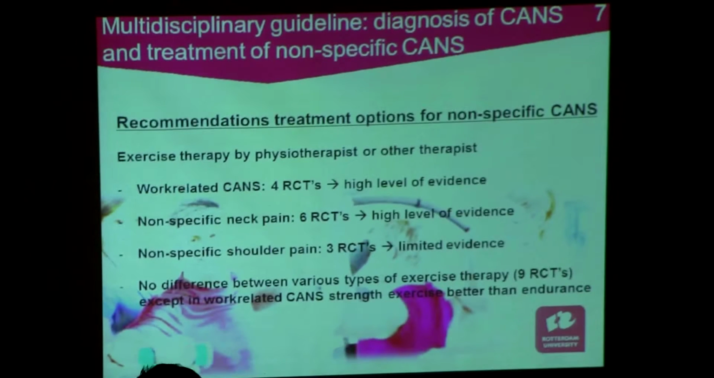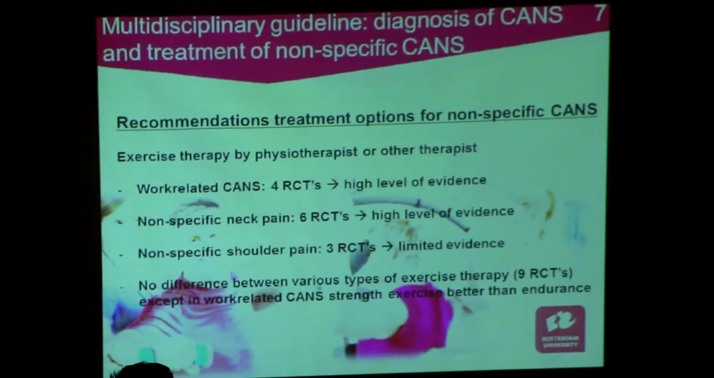So, a sort of summary of all this review of effectiveness for the treatment options, I will give in the following slides. First, we looked at the exercise therapy by physiotherapist or other therapist, and for this treatment option, there's the most evidence out there. For the patient group that had work-related CANS, we found 4 randomized trials yielding a high level of evidence of positive effects of exercise therapy for this patient group.